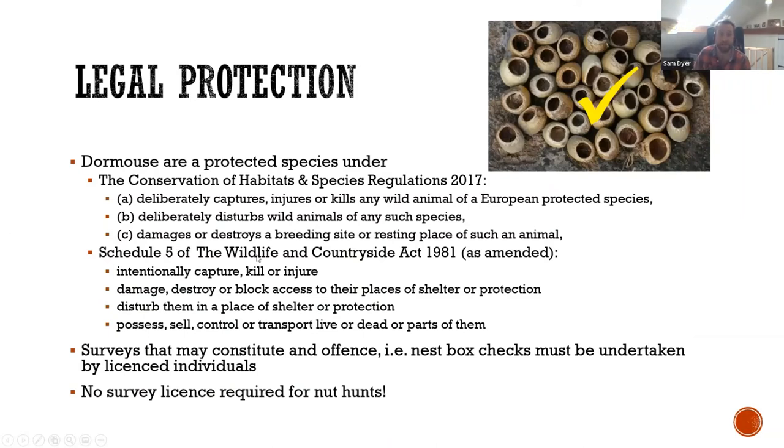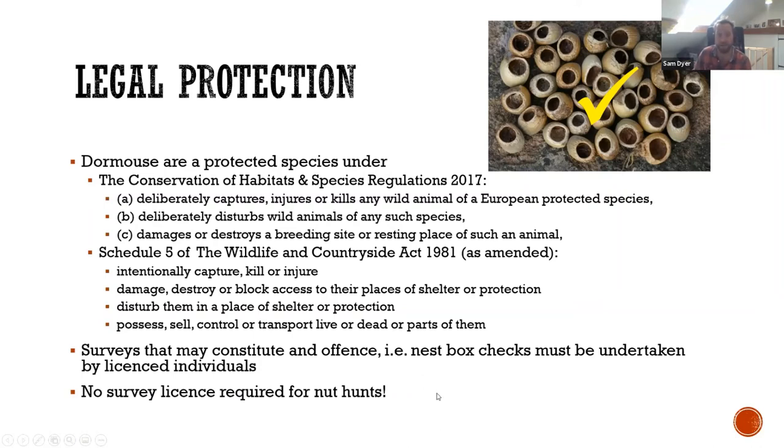The big thing here to say is dormouse are protected under the Habitats Regulations and Schedule 5 of the Wildlife and Countryside Act. I won't go into the detail of that, but it's there. Essentially, for the nest box checks type surveys, you need a license to undertake those. And if you did that without a license, you may well be committing an offence. Hence why joining in with existing schemes is the way to do that. But no survey license is required for nut hunts.